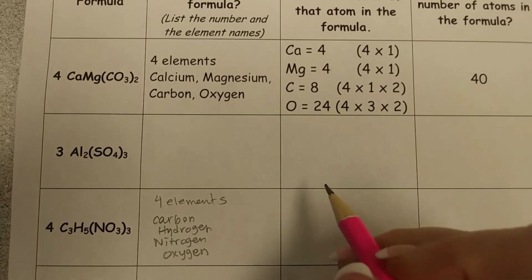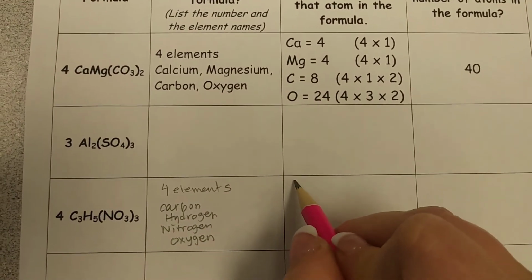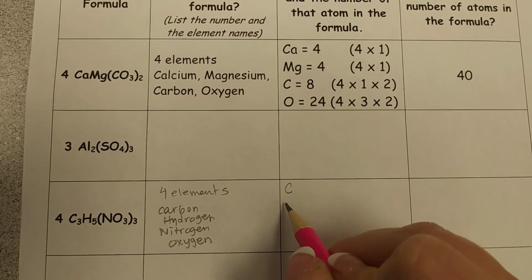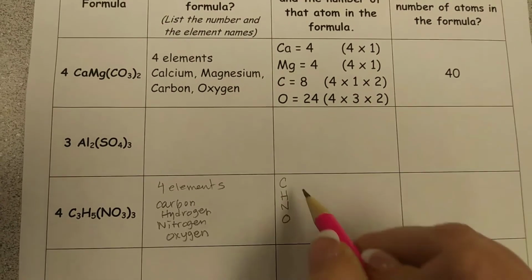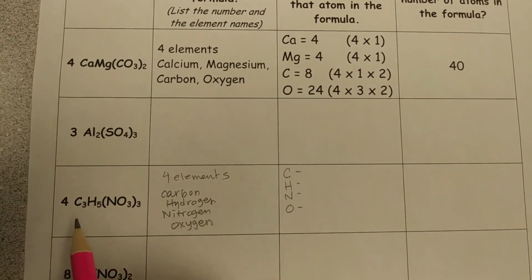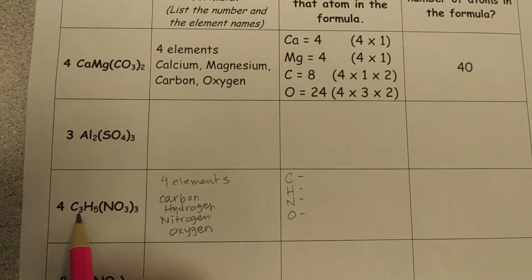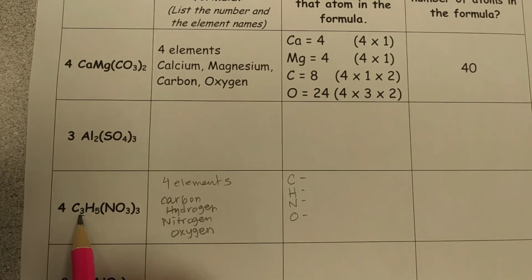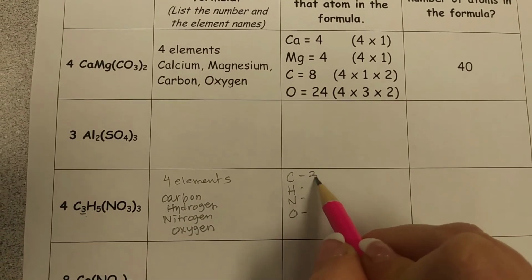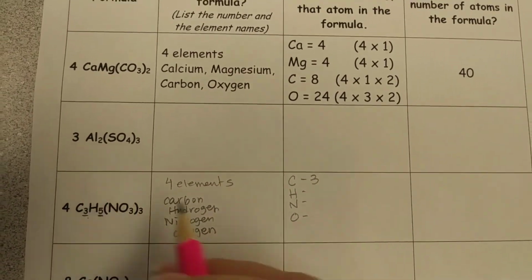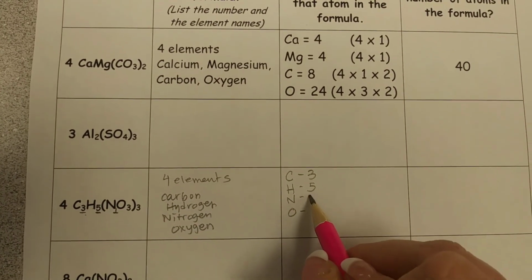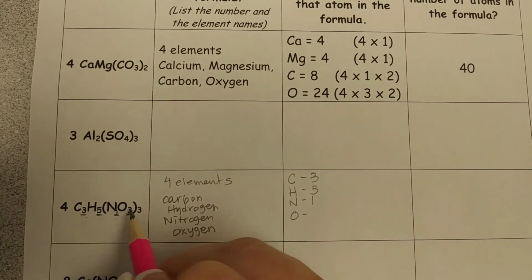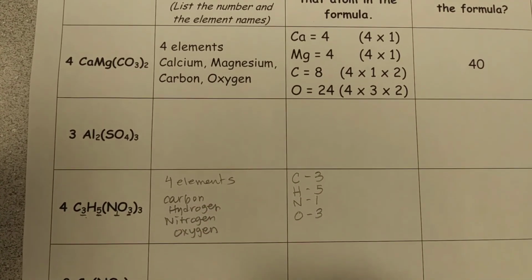Now when we count our atoms, we write our symbols down for every element. C for carbon, H for hydrogen, N for nitrogen, and O for oxygen. The second step is to look at the subscript for every single element. We have 3 carbons, we have 5 hydrogens, we have 1 nitrogen, and we have 3 oxygens.